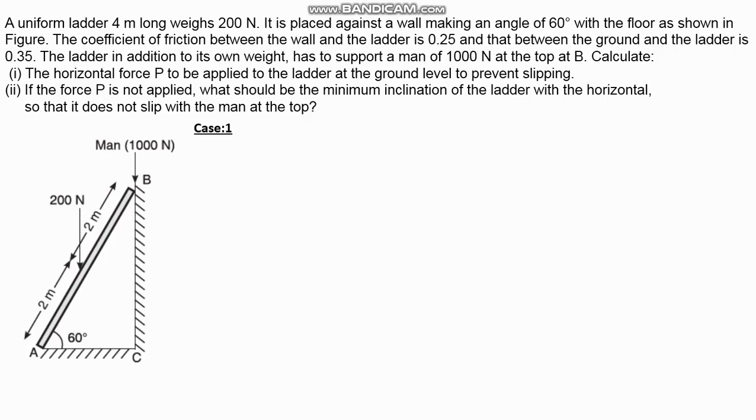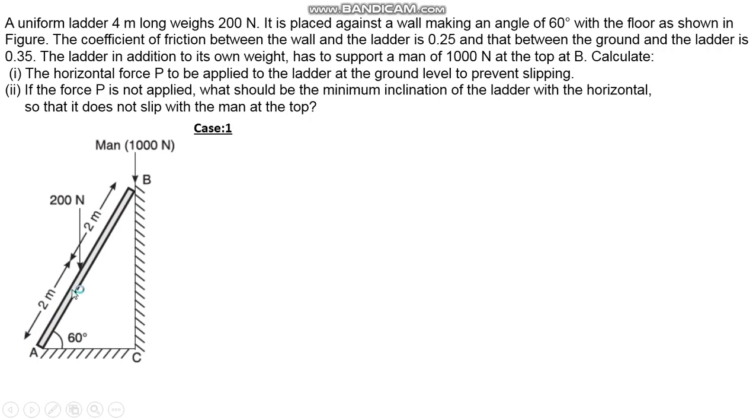Second problem on ladder friction. In this problem, a uniform ladder 4 meters long weighs 200 Newton. It is placed against a wall making an angle of 60 degrees with the floor, as shown in the figure. So this is the figure given. It makes an angle of 60 degrees with respect to the floor. The ladder is 4 meters long and 200 Newton is given.